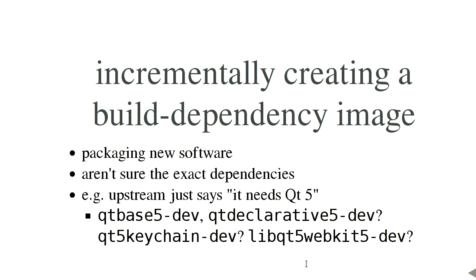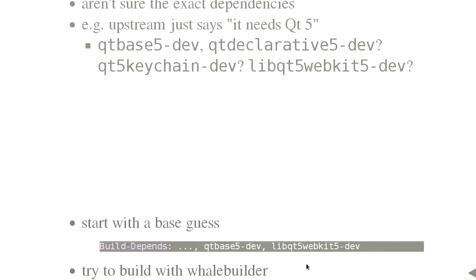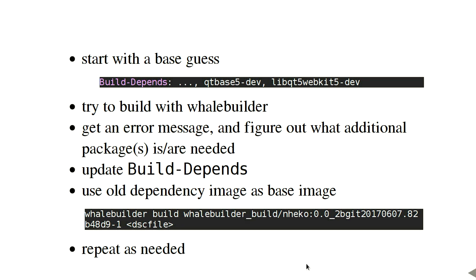Similarly, if you're packaging new software and you're not sure exactly which build dependencies you need, for example, upstream just says it needs Qt5, but in Debian we have a whole bunch of Qt5 development packages. So which ones do you need? You can start off with a base guess. qtbase5-dev is probably a safe guess, and maybe the thing that you're packaging uses WebKit, so libqt5webkit5-dev is probably a safe guess too. Then you try to build it, and it gives you an error message because it can't find something. So then you update your build depends, and now you can use the dependency image that WhaleBuilder created previously and use that as your base package.